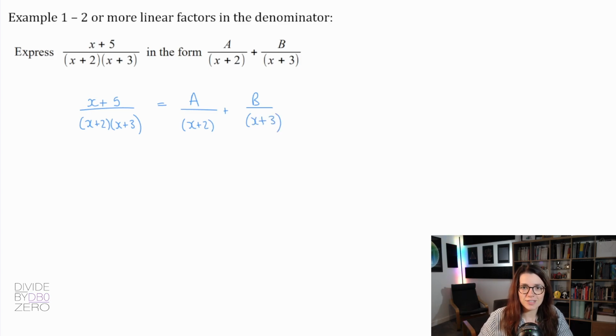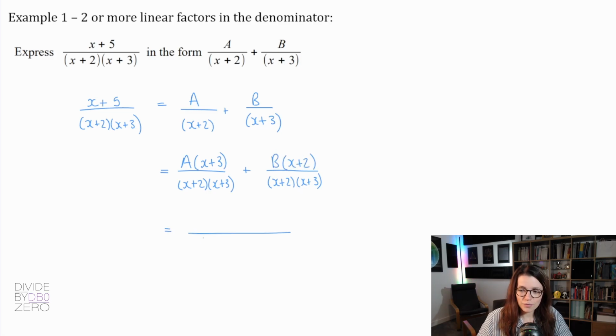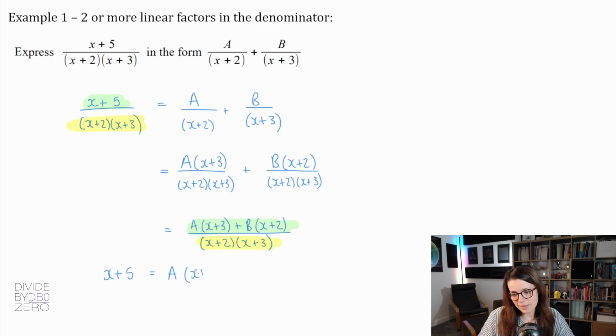Now, when we add fractions, we want to make sure that we have a common denominator. In this case, the common denominator is going to be (x plus 2)(x plus 3). We change the numerators accordingly, and this shows us that if we were to add these two fractions together to get one fraction, we would get this. Now we can ignore the denominators because we know that they're the same on both sides, and we can just set the numerators to be equal to each other. x plus 5 equals a(x plus 3) plus b(x plus 2).